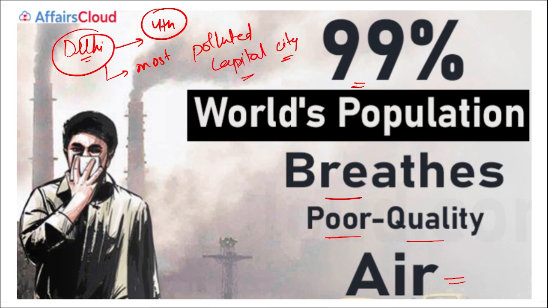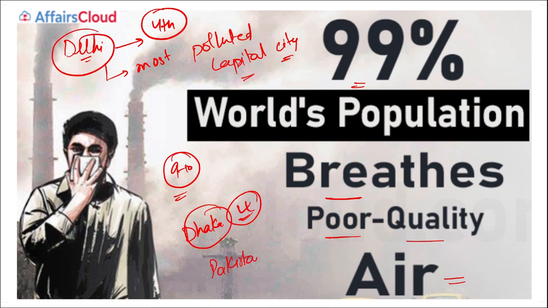We are talking about Delhi. Similarly, around 9 to 10 cities in the list of the top 20 most polluted cities in the world will be from India only. Dhaka from Bangladesh is one of the most polluted cities all around the world. Then in Pakistan also there are many cities which are highly polluted. The reason is that pollution is not checked here and people are burning waste material.